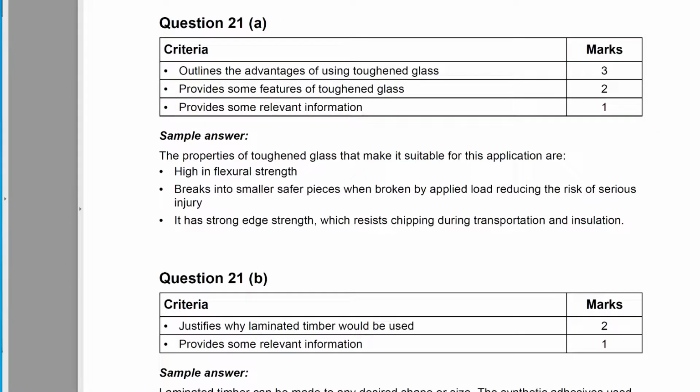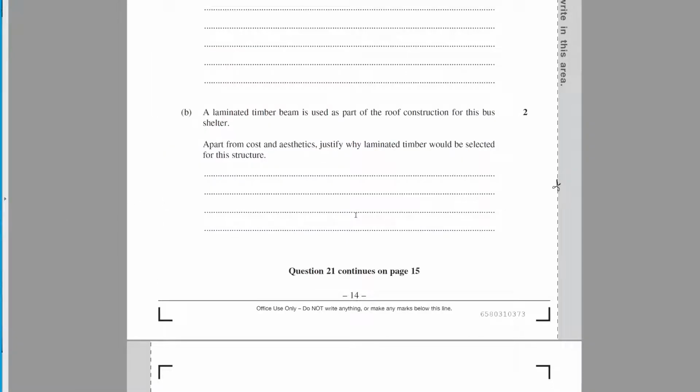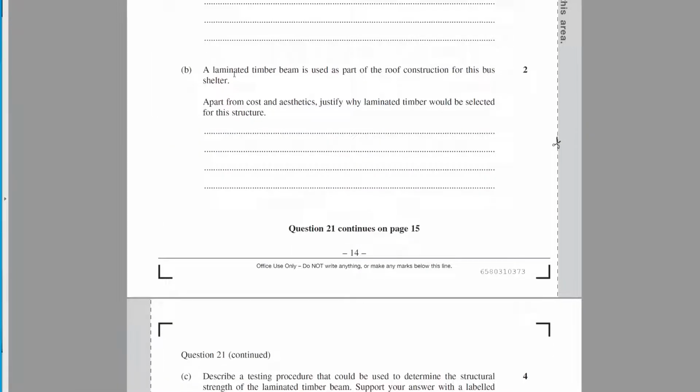Okay, we can start clicking into answers here. So we have properties of toughened glass: high flexural strength, breaks into shards, strong edge strength, which resists chipping during installation and transport, which are good answers. I didn't know that, so always good to read these things.